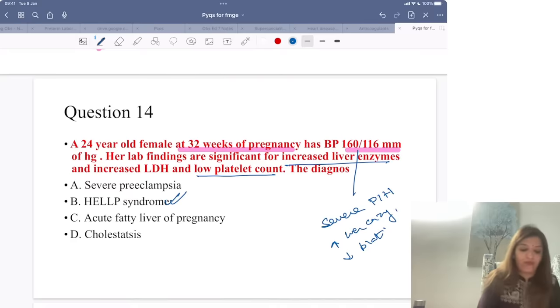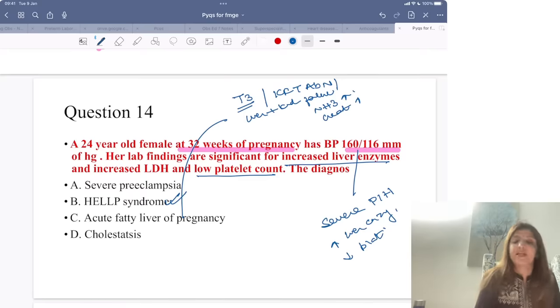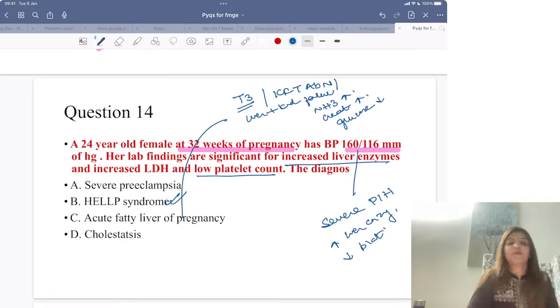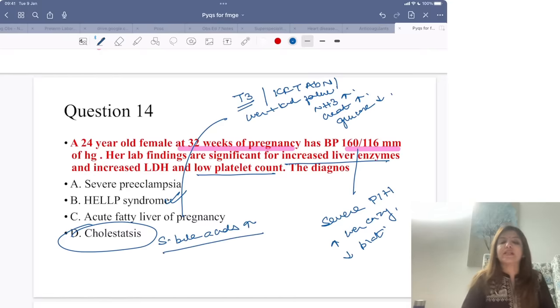Acute fatty liver of pregnancy also presents in the third trimester. But in acute fatty liver of pregnancy, the question will say that the KFT is abnormal, because there is liver plus kidney failure. So KFT will be abnormal, ammonia levels high, creatinine levels high, and glucose levels decreased. If you get a question where ammonia levels are high, KFT is abnormal, liver enzymes are raised, and glucose levels are decreased, then it's a case of acute fatty liver of pregnancy. In cholestasis, they are going to say bile acids are increased. Whenever your question says serum bile acids are increased, that is cholestasis. Clear to all of you?